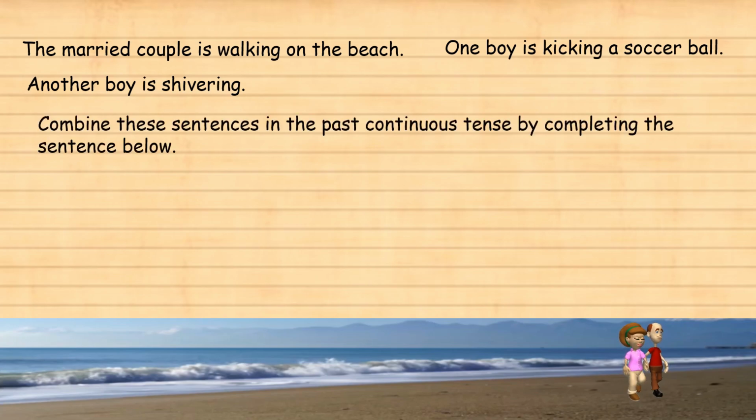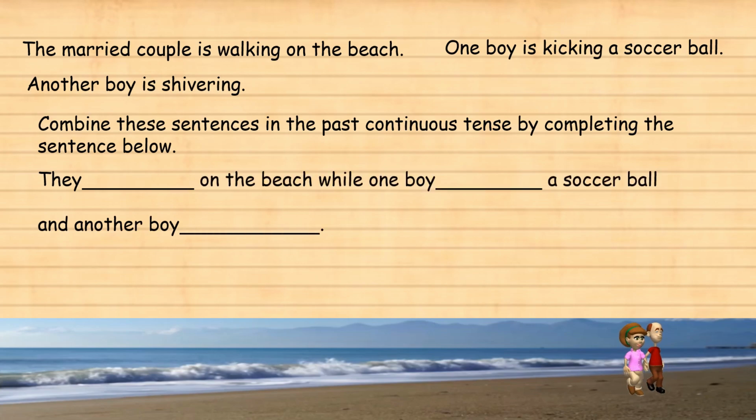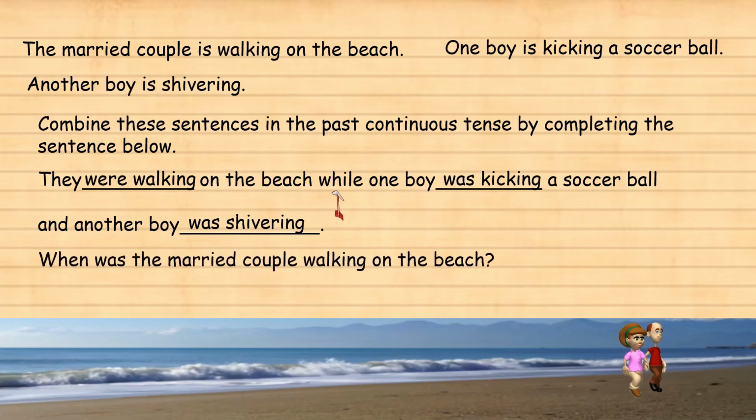Combine these sentences in the past continuous tense by completing the sentence below. They were walking on the beach while one boy was kicking a soccer ball, and another boy was shivering. The arrow points to the answer. What is the question? When was the married couple walking on the beach? They were walking on the beach while one boy was kicking a soccer ball, and another boy was shivering.